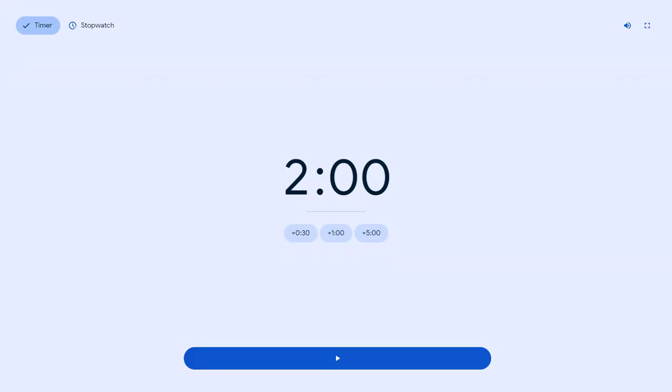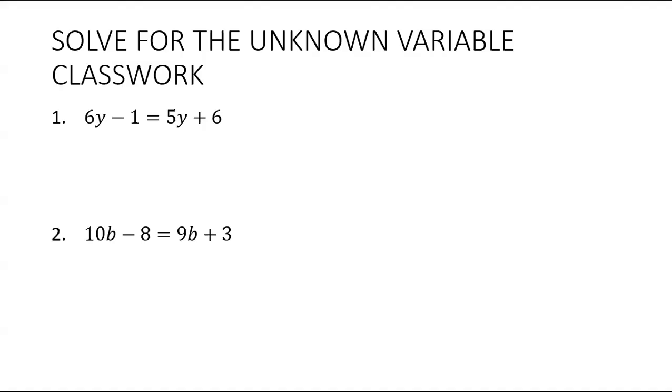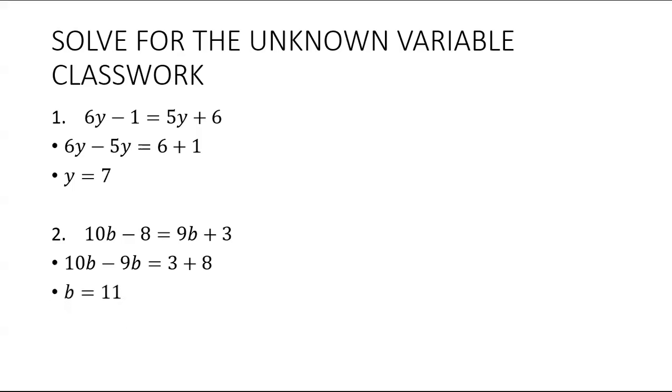Your 2 minutes is up, but I'm sure you moved 5y to 6y because 5 is smaller than 6. On the left, you ended up having 6y minus 5y. On the right, you had 6 plus 1. So y is equal to 7. For 2, you moved 9b to 10b. On the left, you ended up having 10b minus 9b. On the right, you ended up having 3 plus 8. So b is 11.